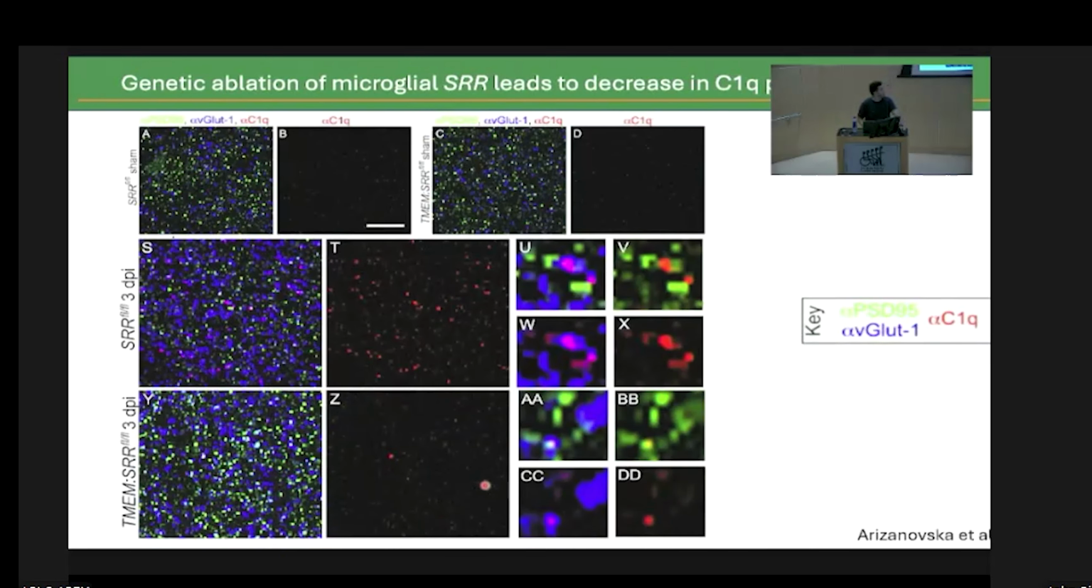Next we wanted to assess C1q, the binding partner for phosphatidylserine. These are very similar images to the last one. In our serine racemase flox control sham animals, there's really no expression of C1q. However, at 3 days post-injury, we see a significant increase of this C1q stain, and it's also co-localized with these pre and postsynaptic markers. However, at 3 days post-injury in our microglial knockout, we're able to prevent the increase of C1q. Once again, suggesting that removing glial D-Serine plays a role in preventing synaptic damage.